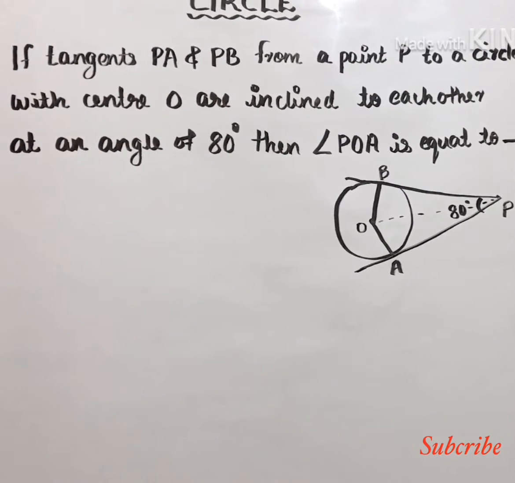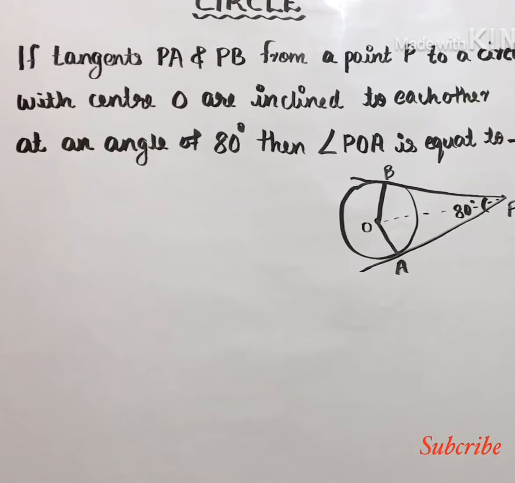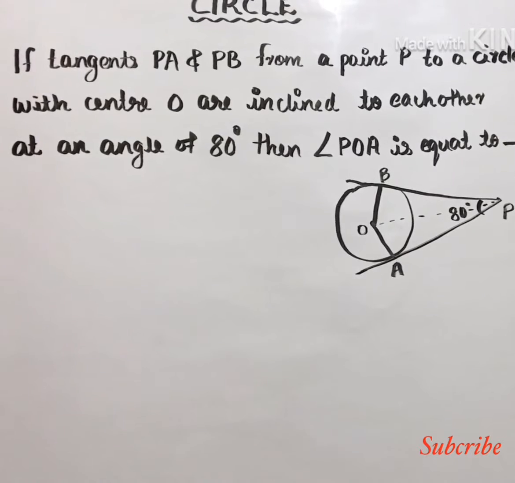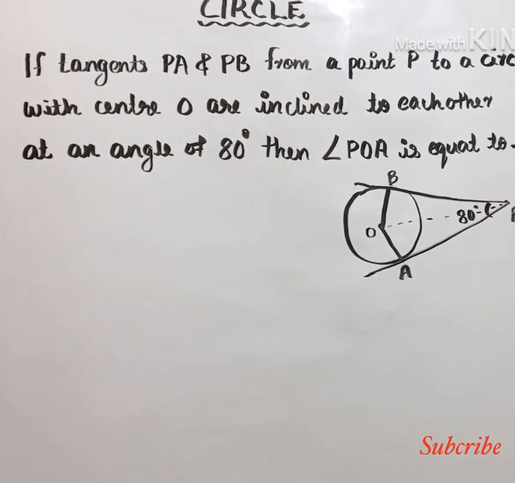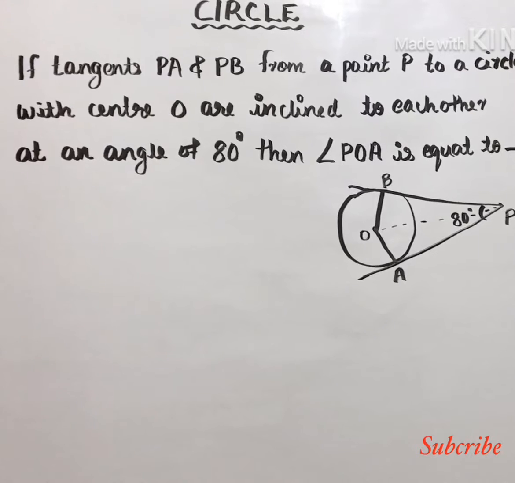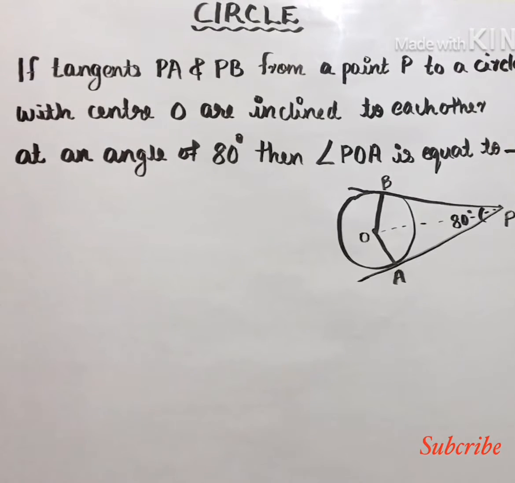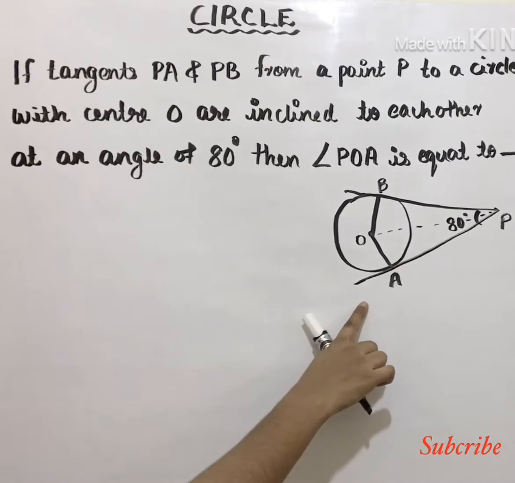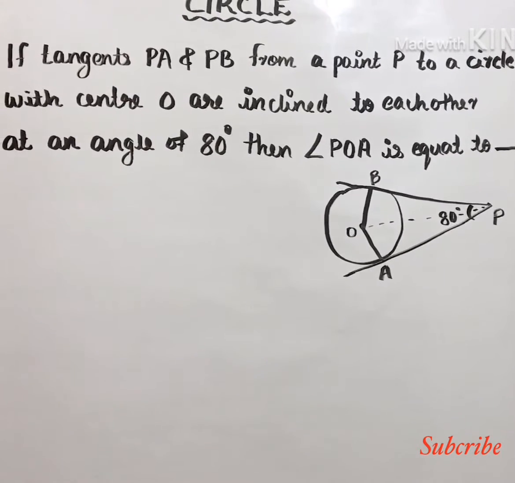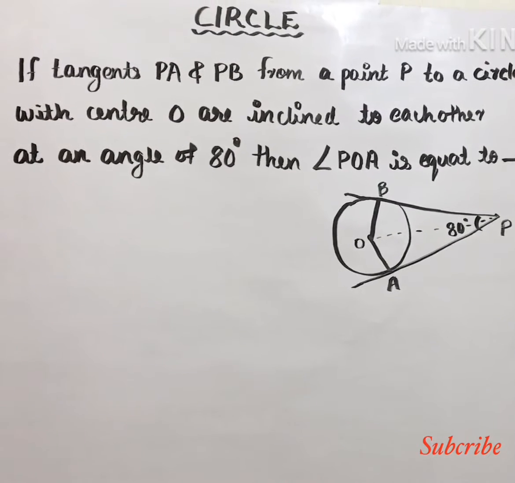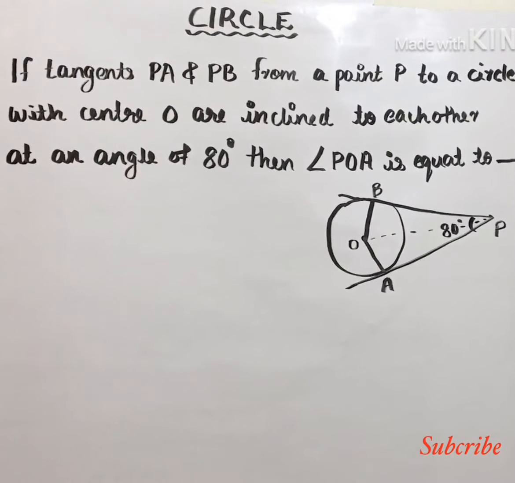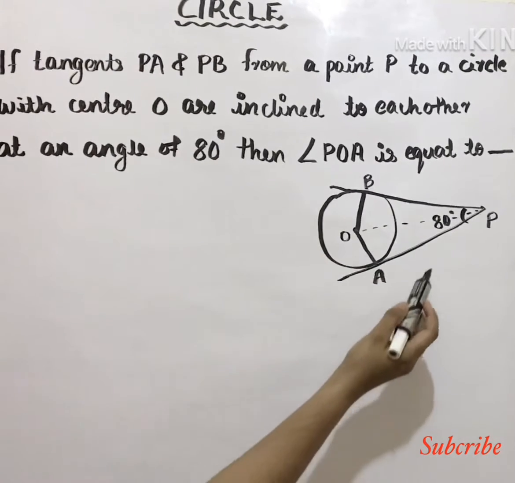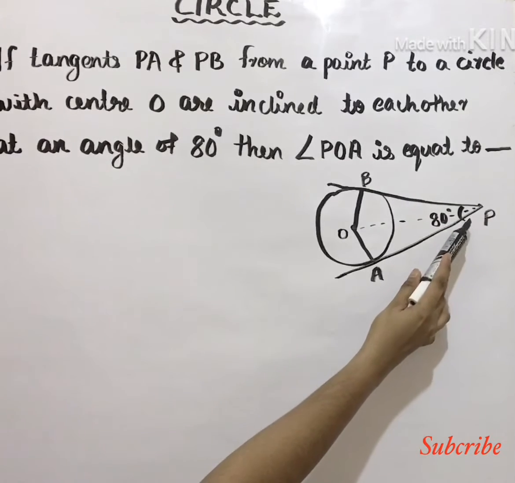Given that there is one circle and it has two tangents PA and PB from a point P, and the center of the circle is O, and the tangents are inclined at an angle of 80 degrees. So I have drawn a figure here. Normally you only get the question, but corresponding to the question you have to draw the figure. Now I have drawn the figure related to this question, and here P is the point outside of the circle.